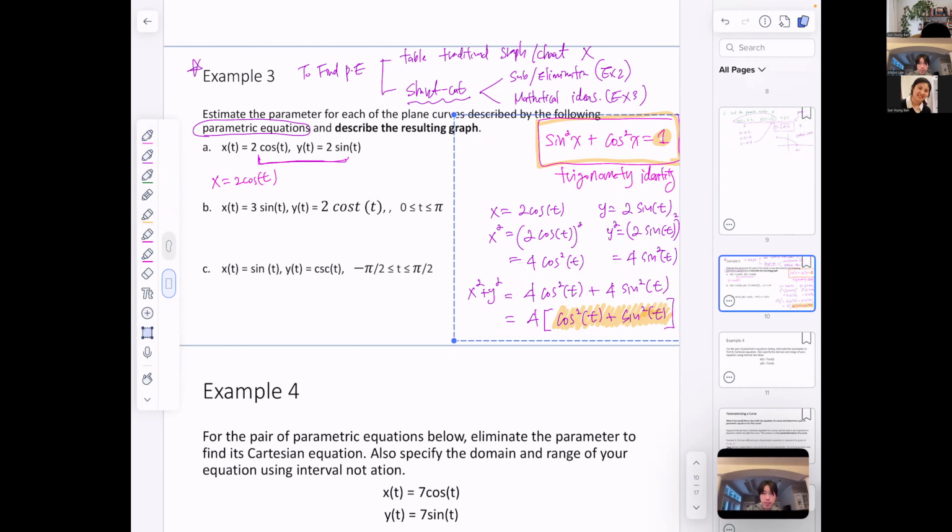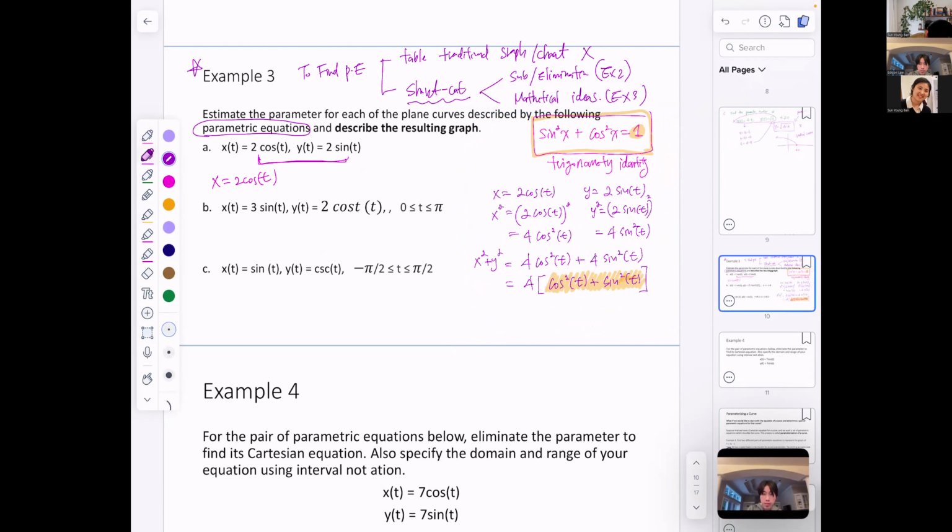So we've got this is x squared plus y squared, 4 times 1 is 4. So what happened? We got it. This is your parametric equation. There's no more t, just x and y. This is a circle equation.